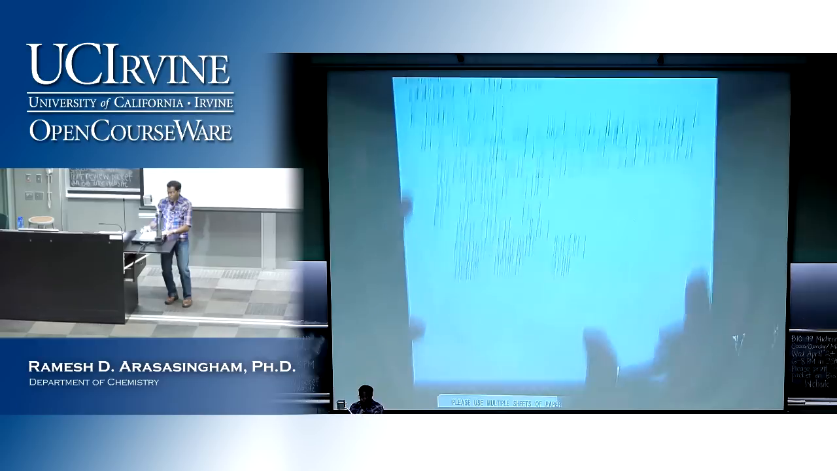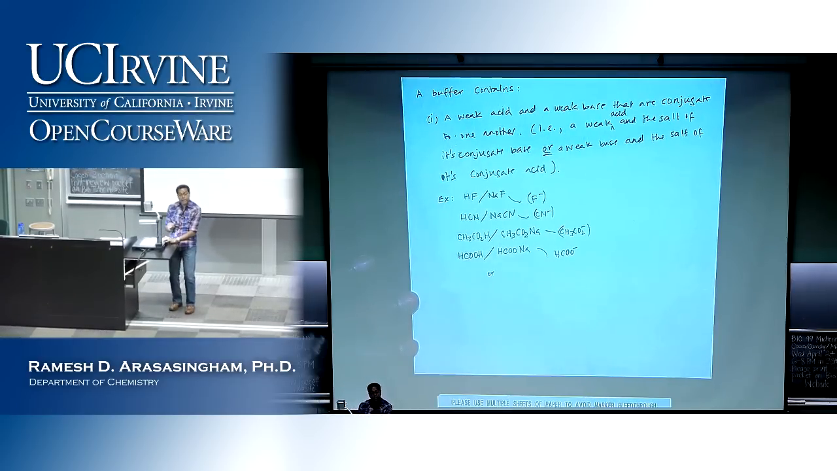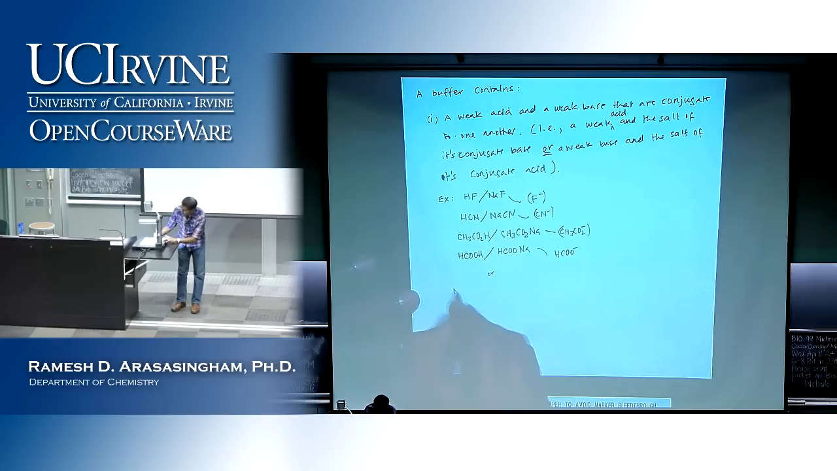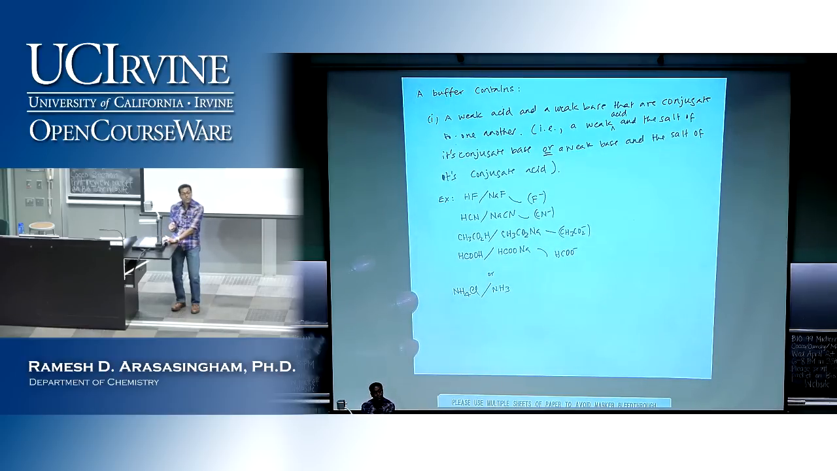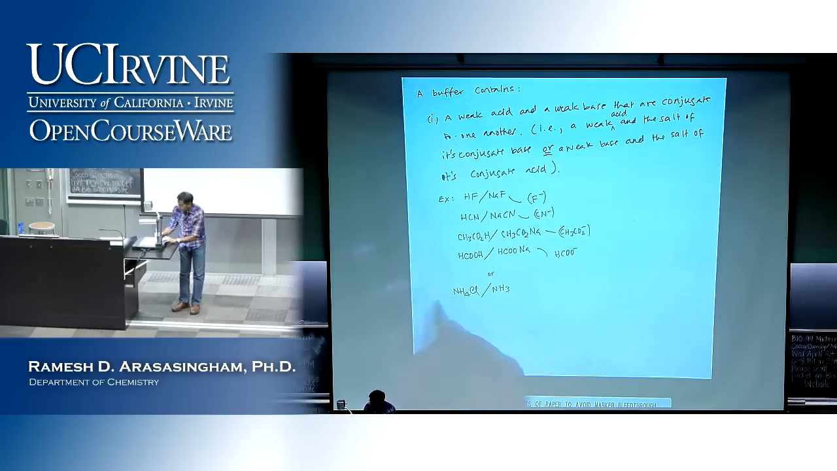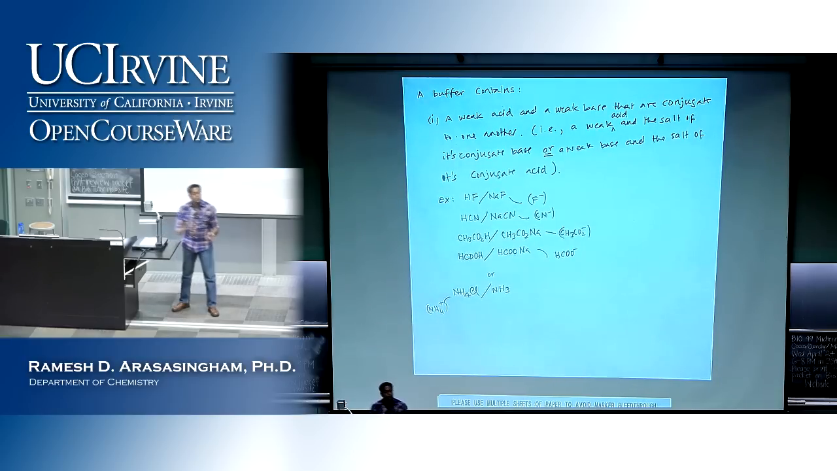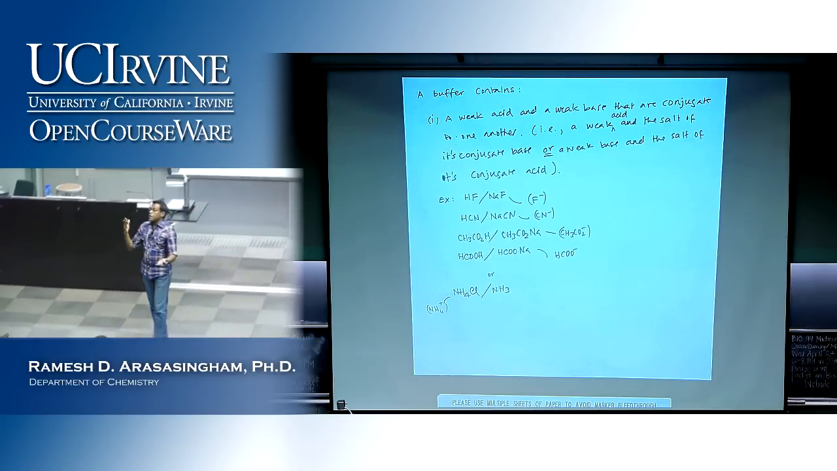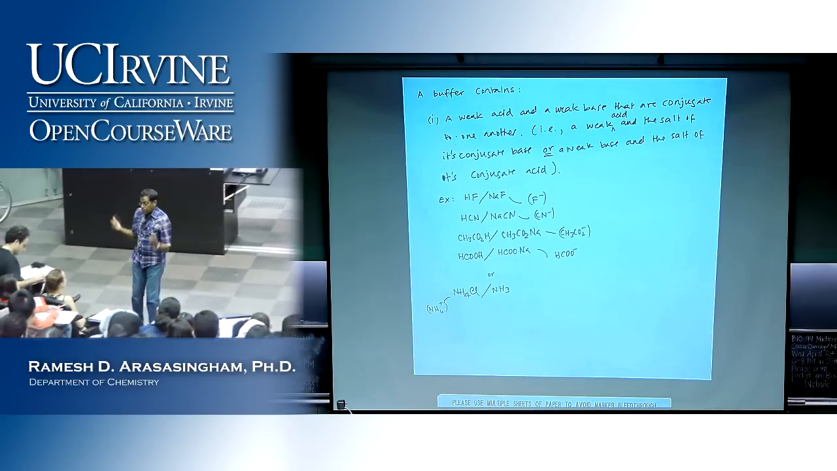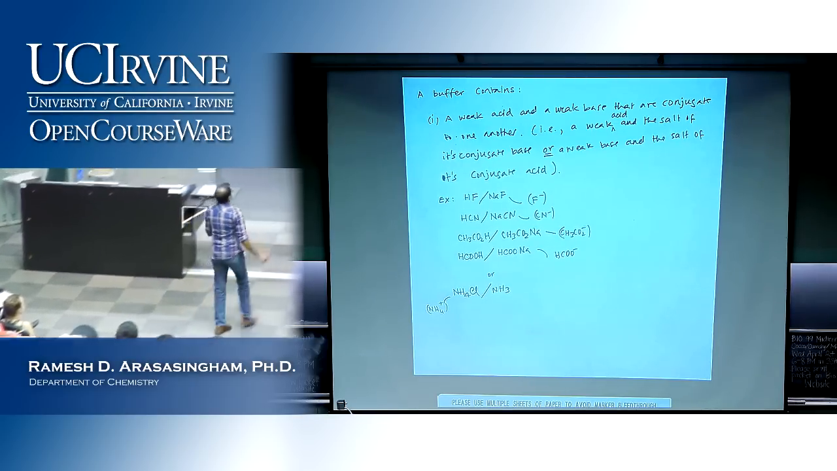Or if we're dealing with a weak base, then what we do is the acid form would be NH4Cl, right? And over here, you would have NH3. So once again, this is an acid and a base which are conjugate to one another. And this is a salt, so it'll give you NH4+. And so what you end up with is NH4+ and NH3. These are a combination of weak acid and a weak base, all right?